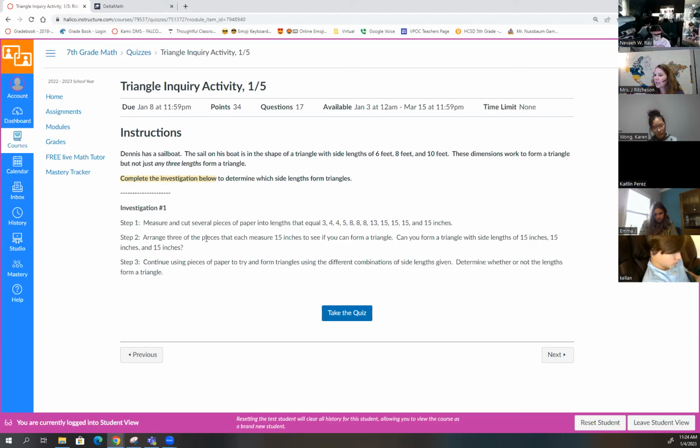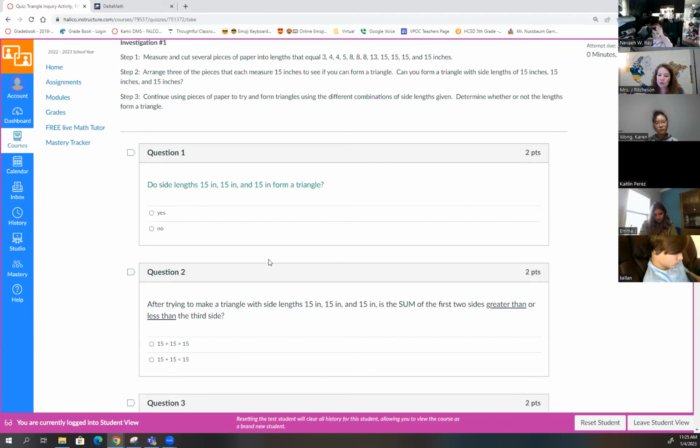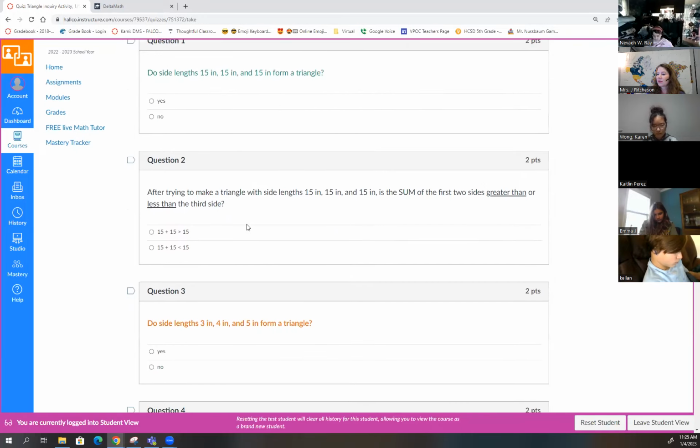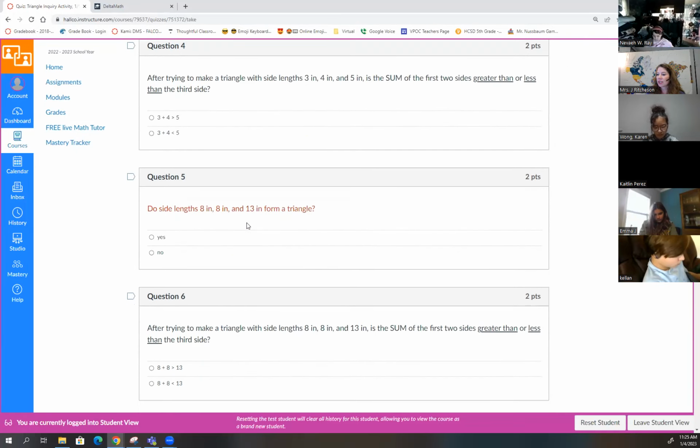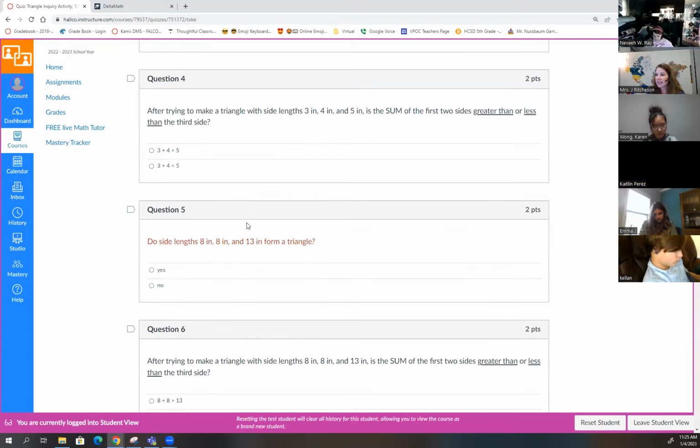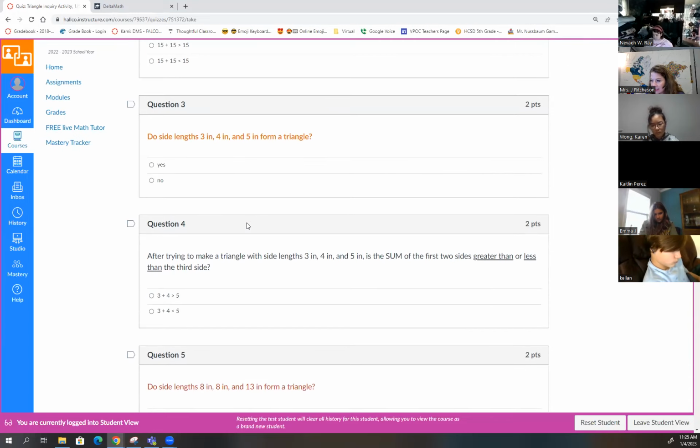Okay. So you're going to arrange 3 of the pieces of paper that each measure 15 inches to see if you can form a triangle. Can you form a triangle with side lengths 15, 15, and 15 inches? See if you can. Okay. And then as you go through your quiz, use the strips of paper that you use and look at it and see if you can physically create a triangle with those strips of paper. All right. And so that's the whole activity, is you guys actually doing that. And you're either saying, yes, it makes a triangle, or no, it doesn't.